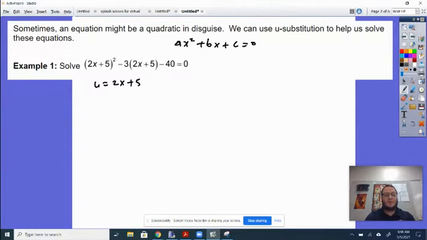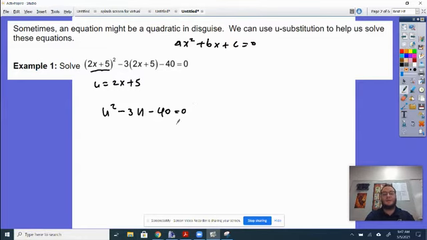2x plus 5. And I'm choosing that somewhat arbitrarily, and as you do more of these, you're going to start seeing the pattern of what you really want to choose. But the reason I want to choose that is because now if I go in, and everywhere I see 2x plus 5, I put a u, then it's going to look like this. I'm going to have u squared, right? Because I had 2x plus 5, I just put a u in there with the square. Minus 3. Okay, got another 2x plus 5. I'm going to put a u. Minus 40. And it's still equal to 0.